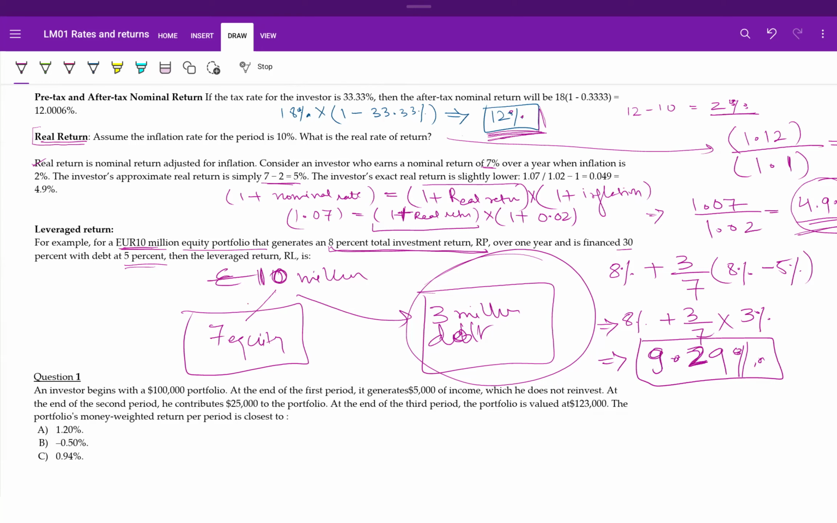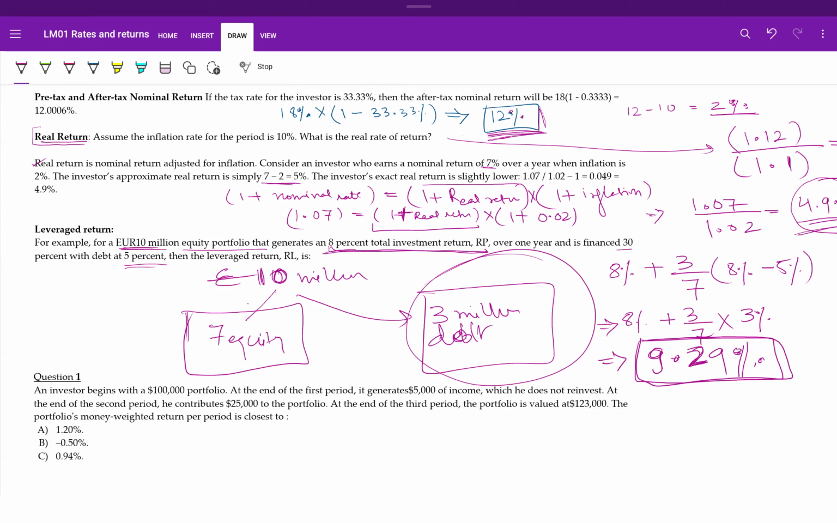So the leverage return is 9.29%, which is actually more than the return if we had all our money invested in this thing. Just like we calculate return on equity, we calculate return here also. The money which we have invested, we only calculate return on that money. So we need to adjust this. And the leverage return of the portfolio is 9.29%, which is higher than the 8% return on the total investment.